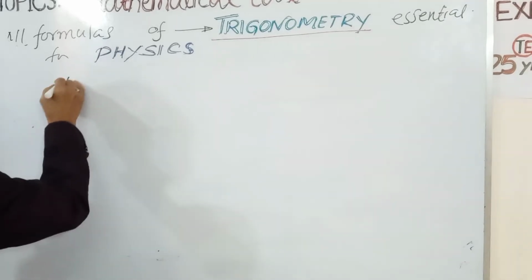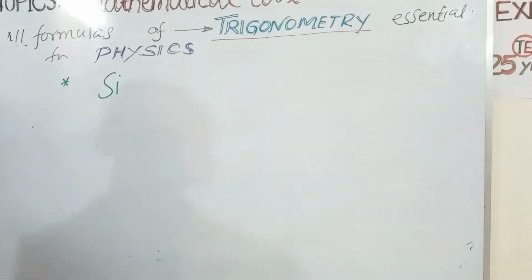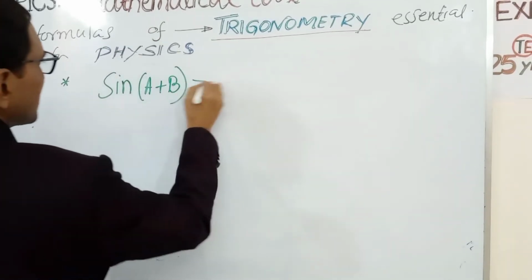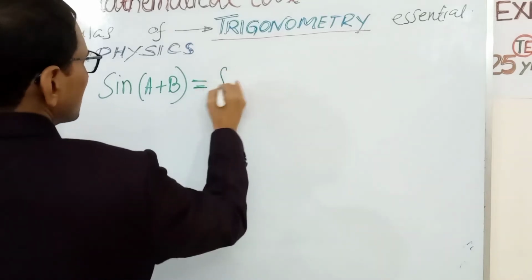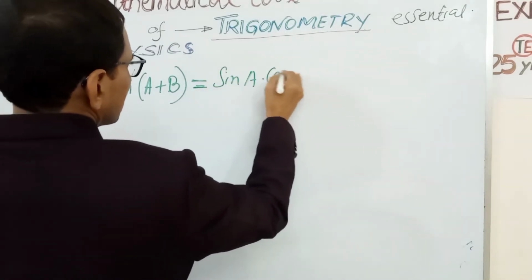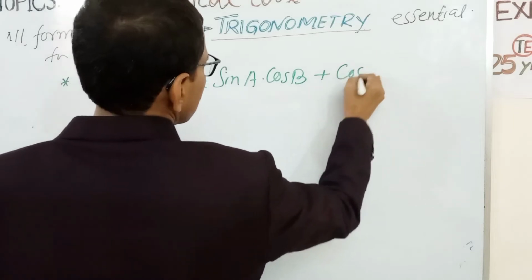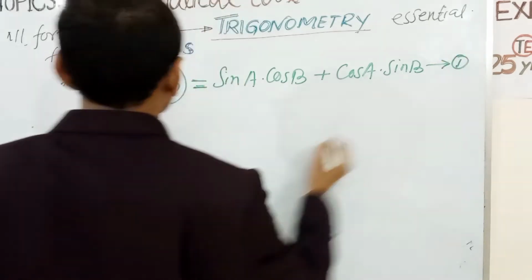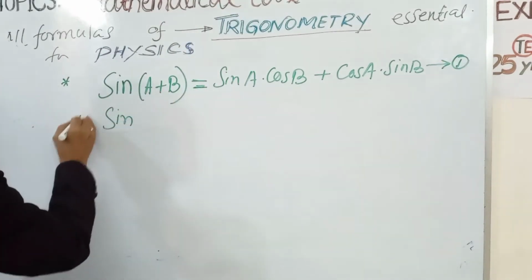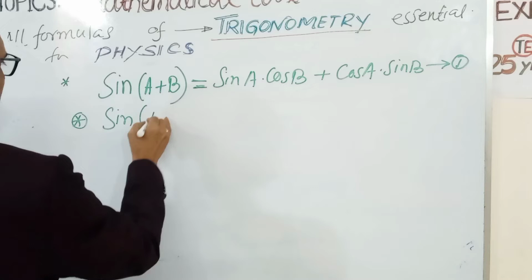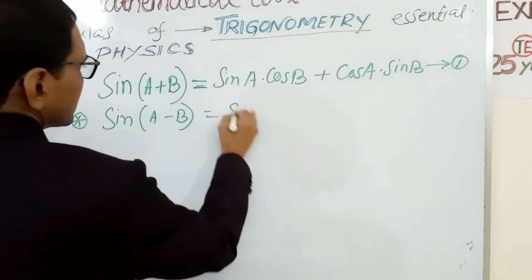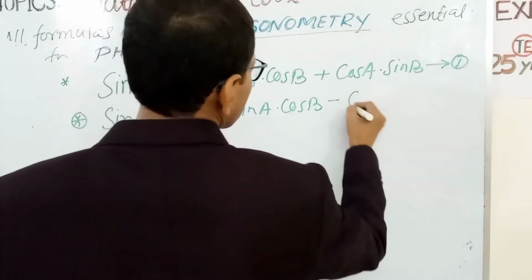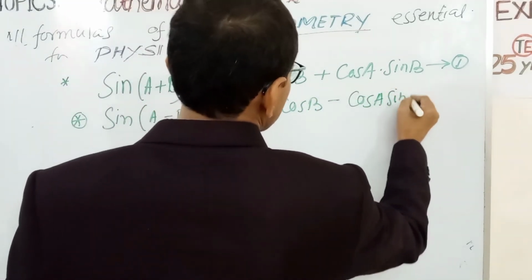The basic formula: sin of a plus b equals sin a cos b plus cos a sin b. This is number 1. This formula is very important. Sin of a minus b equals sin a cos b minus cos a sin b.